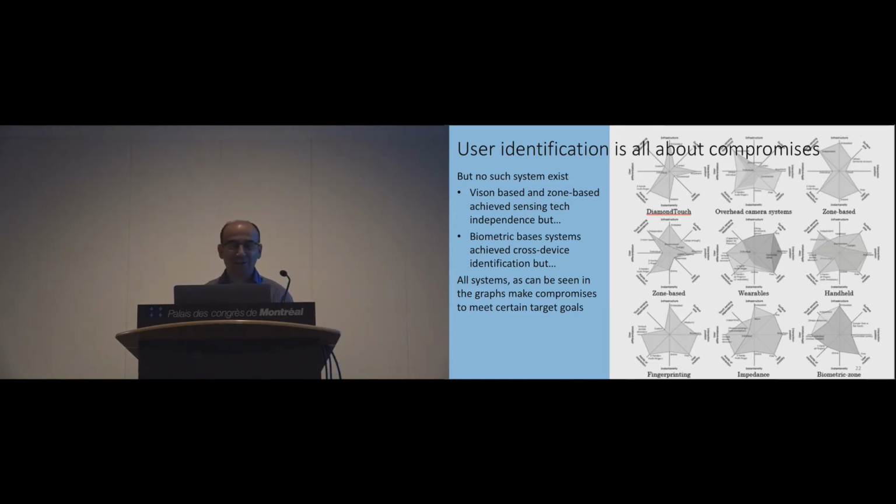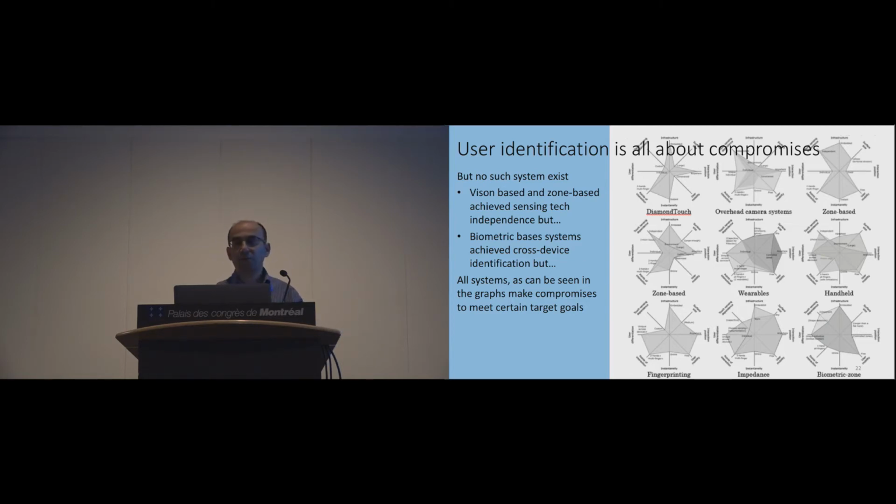For example, if we want to achieve independence of the touch sensing technology, one option is to use the vision-based systems, but then the compromises are the need for external hardware, and the other compromise is it works only with large surfaces. The alternative is to use zone-based, and then we have the limitation of interacting only with specific locations.